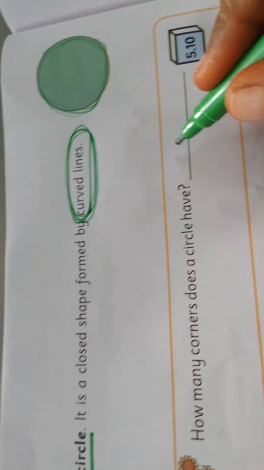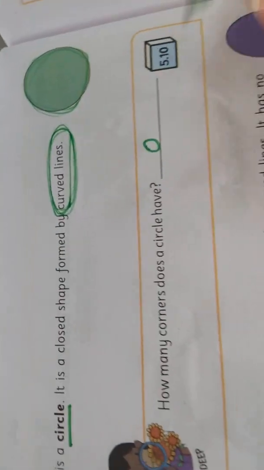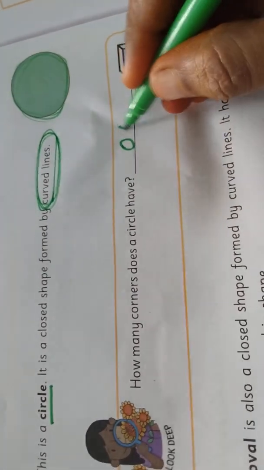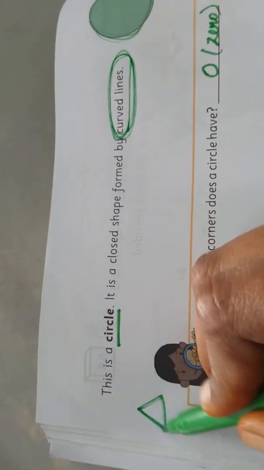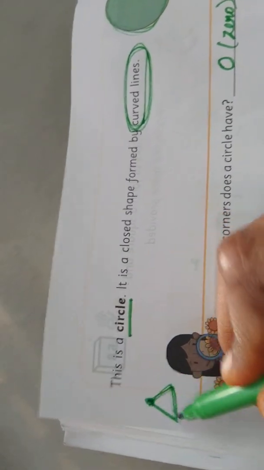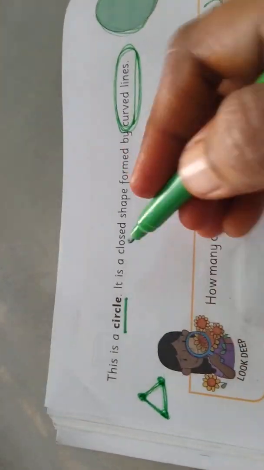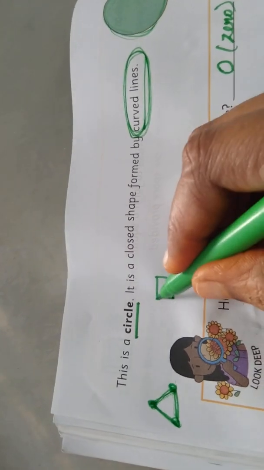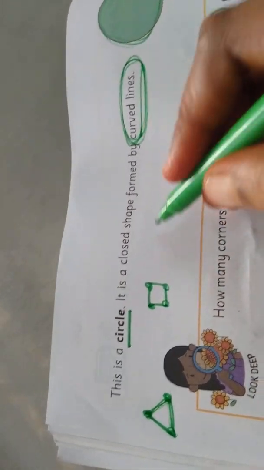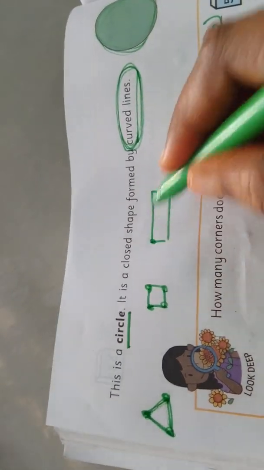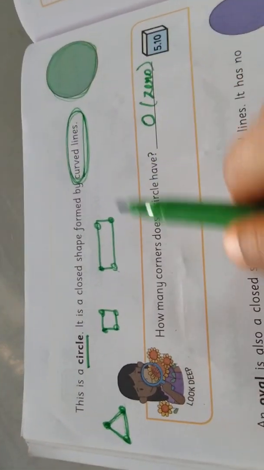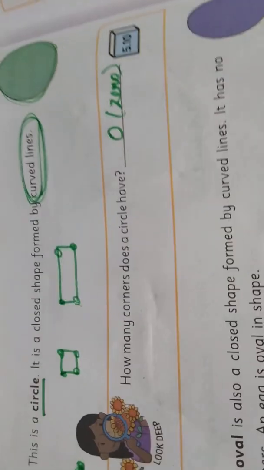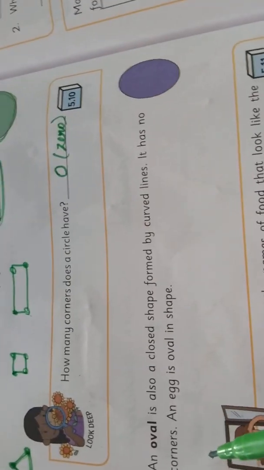No. So we want to write 0 corners. Here you want to write 0. 0 corners, because only straight lines have corners. See the triangle shape. This is one corner, this is one corner, this is one corner. In a square shape also there are 4 corners, straight lines. In a rectangle shape also we have 4 corners, but in a circle shape we do not have any corners. Clear?